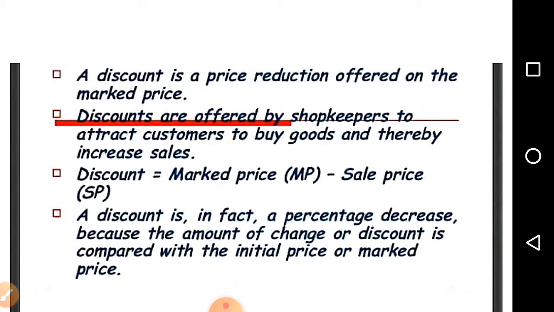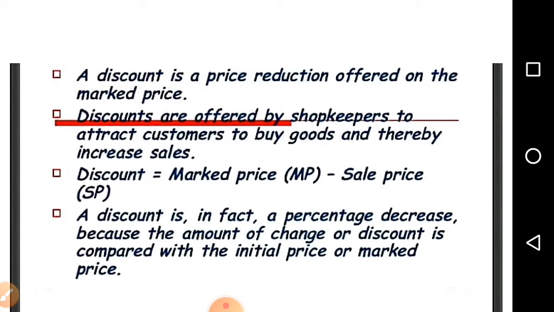Discount is always minus, and tax, any kind of tax, for example VAT, value added tax, or any other tax, that is added, so you have to add it and pay more money. So we will see discount. Discount is a price reduction offered on the marked price. Discounts are offered by shopkeepers to attract customers to buy goods and thereby increase their sales.